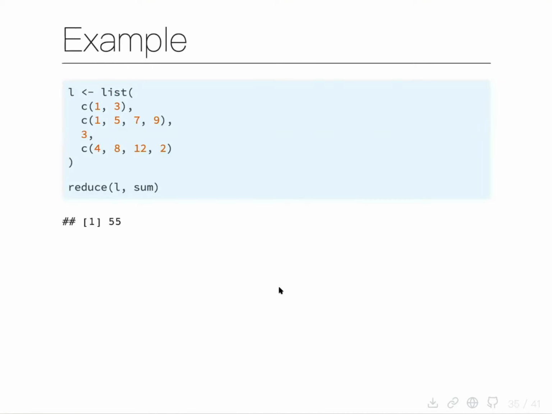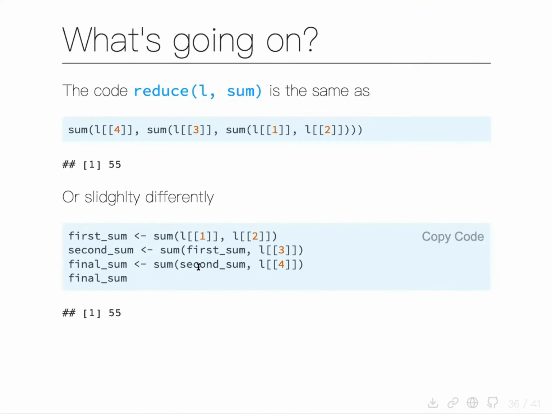So here's an example. And obviously, if we wanted to just sum these, there's a lot of other ways we could do this too. But what we're doing here is I have this list L that has 1 and 3, 1, 5, 7, 9, 3, and then 4, 8, 12, 2. When I say reduce L, it's going to sum this, then take the sum of that and add this vector. Then it's going to take the sum of that and add this one, and then the sum of that and add this one.